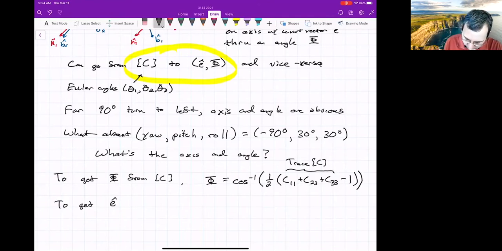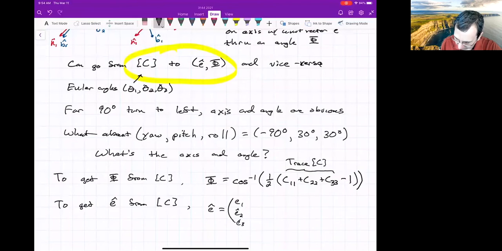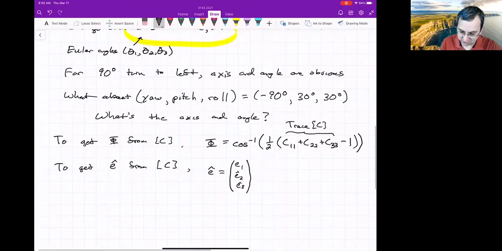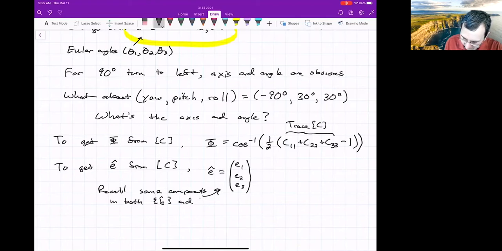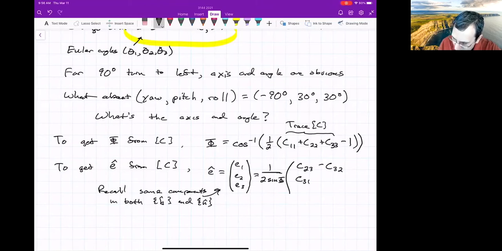So the axis, we could write it this way. If you're concerned about which frame this is in, maybe you don't remember, but from the last lecture, we said this E vector has the same components in both frames. Those aren't little hats. Because when you rotate about a certain direction, that direction is the one direction that does not change, which means it has the same components in both the B and N frames. Once you've calculated phi, this is 1 over 2 sine phi, and then these entries: C23 minus C32, C31 minus C13, and then C12 minus C21. So we'll calculate that for a particular choice.